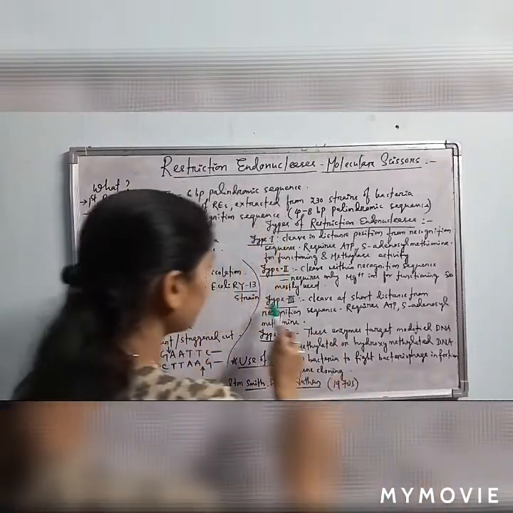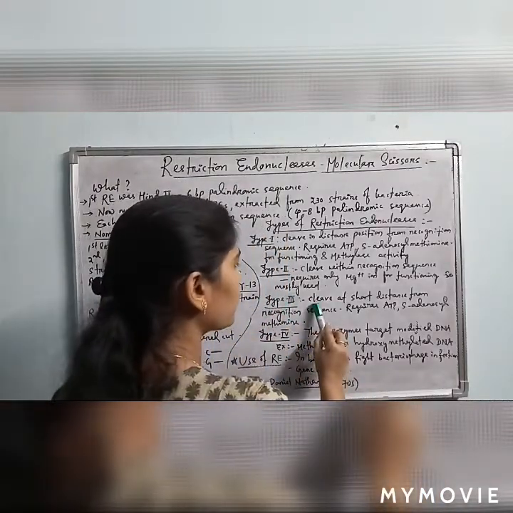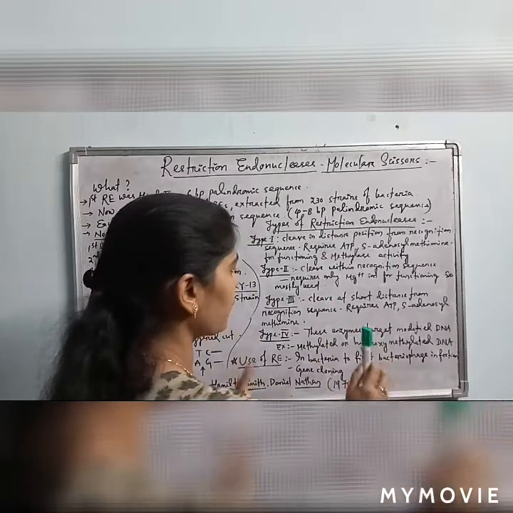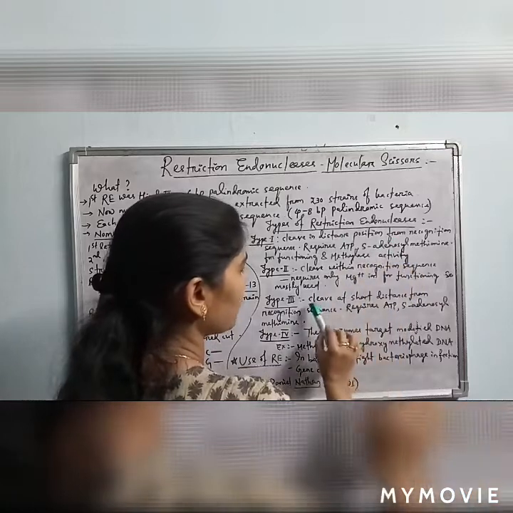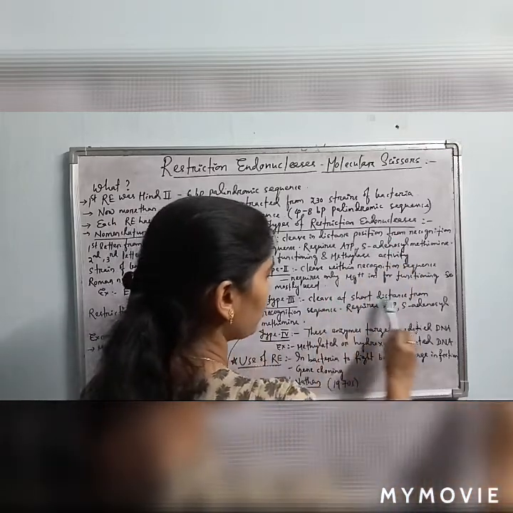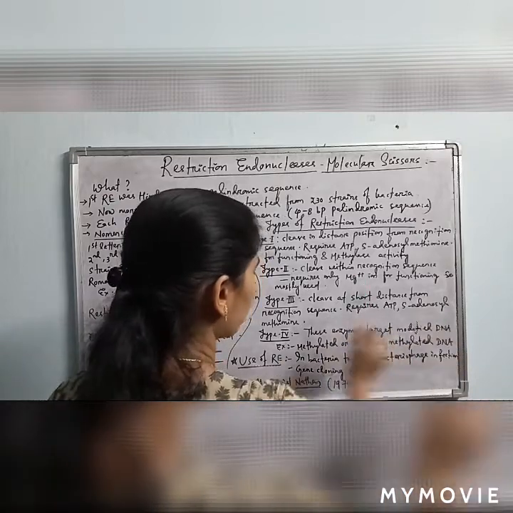Then type 3 restriction endonucleases also cleave, but not at the recognition sequence; they cleave at a short distance. The first one cuts at a long distance, and this one cleaves the DNA at a short distance from the recognition sequence, and it also requires ATP and S-adenosylmethionine.